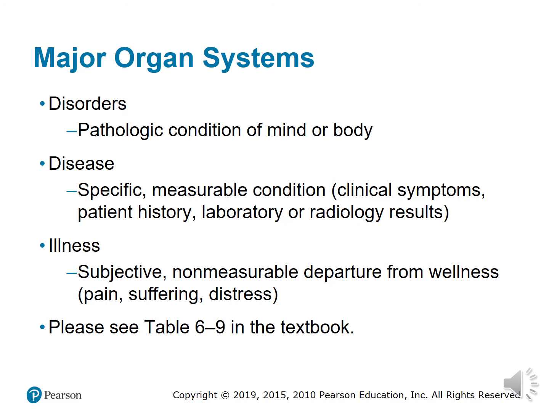Right. So the major organ systems, disorders: pathologic conditions of the mind or the body. When you hear someone say they have a mental disorder, that's of the mind, a physical disorder, naturally of the body. Right. A disease is a specific, measurable condition with clinical symptoms, patient history, laboratory, and radiology results. All of these things must be present before something can be deemed a disease. All right? Illness is subjective, non-measurable, a departure from wellness: pain, suffering, distress, etc. All right? All these things are associated with an illness.